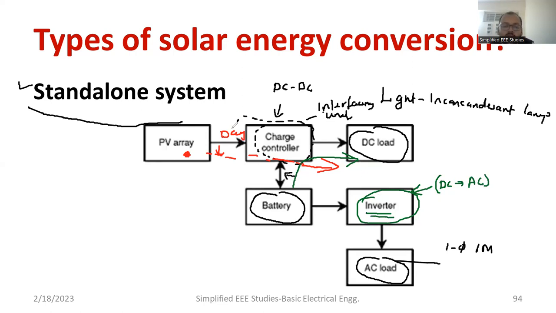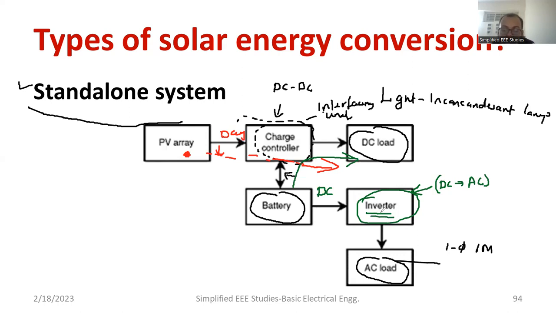What you can observe is that from the PV panel, there is a battery. The battery stores energy, and whatever energy is stored in the battery is DC power only. So the output of the battery will be purely DC. DC power cannot be given to the AC load directly, so we require another interfacing device.